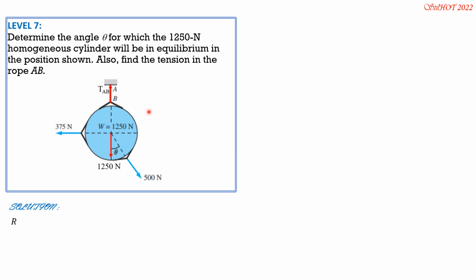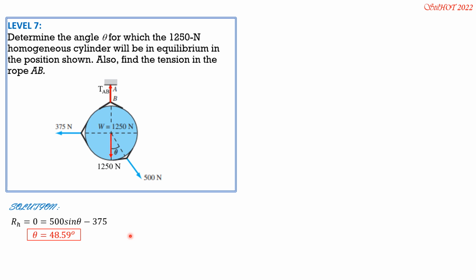So RH again is 0, and that is equal to 500 sine of theta minus 375. Therefore, sine theta is 375 over 500. Theta is arc sine of 375 over 500. So we can now solve theta. It is equal to 48.59 degrees.